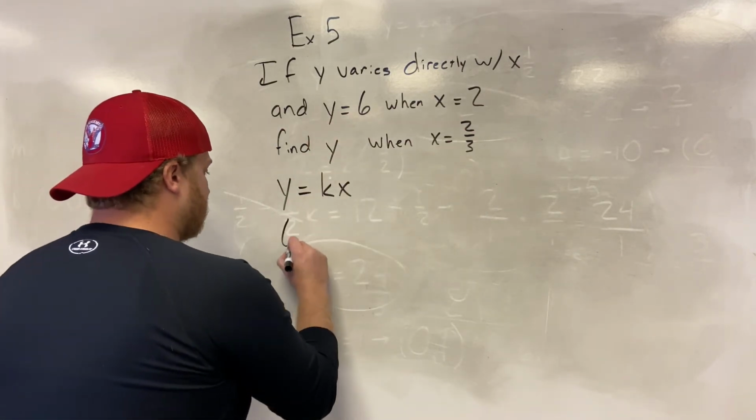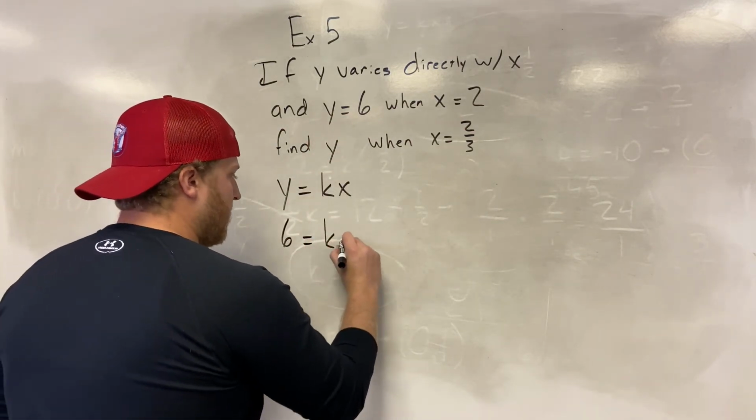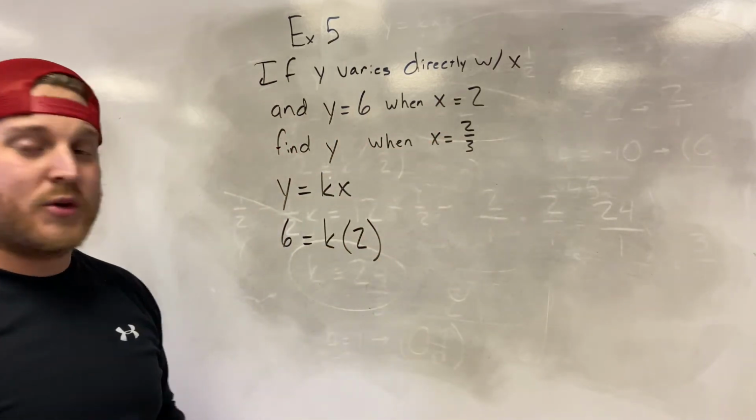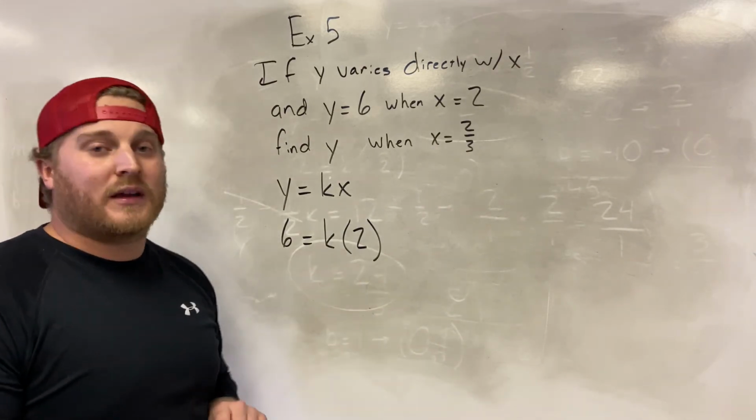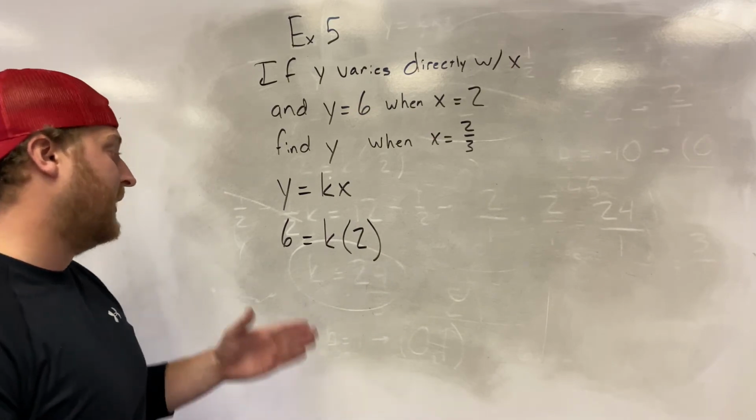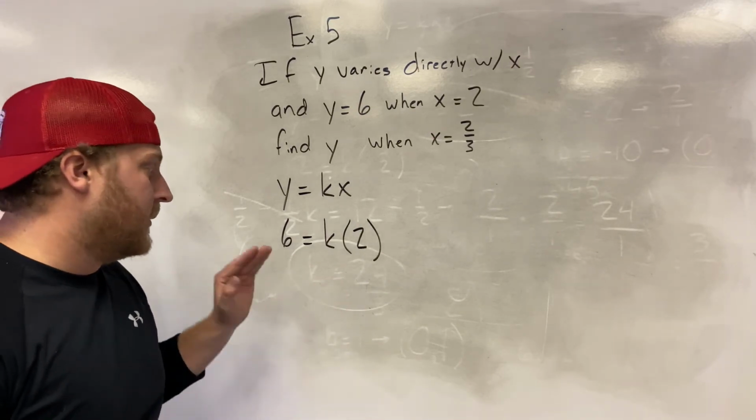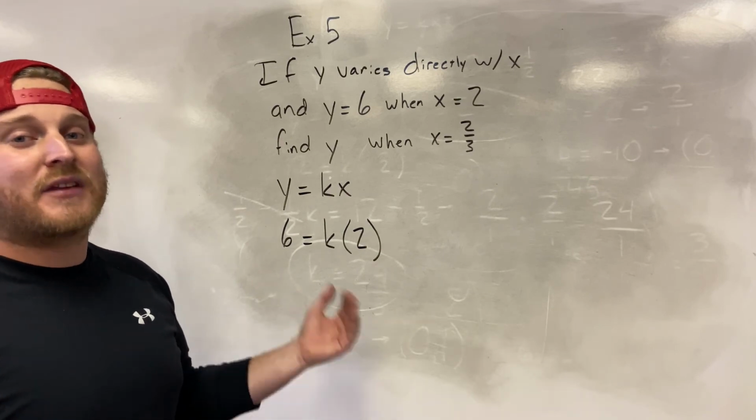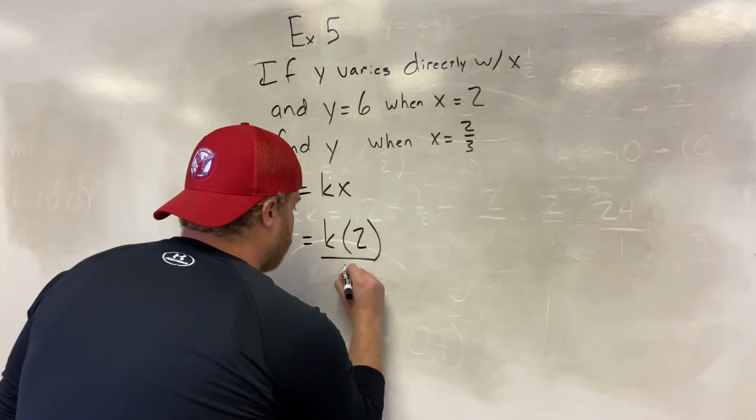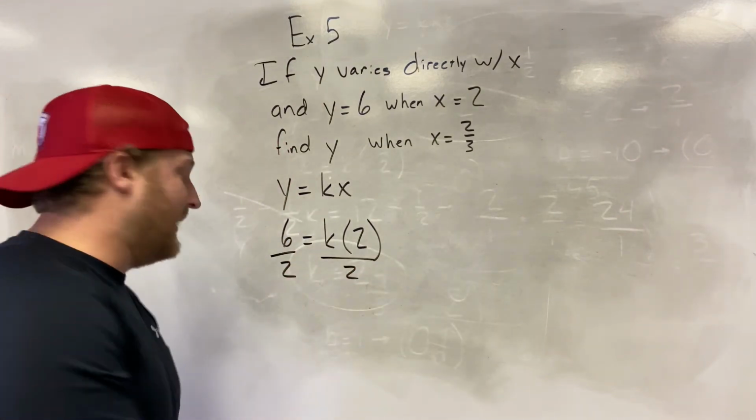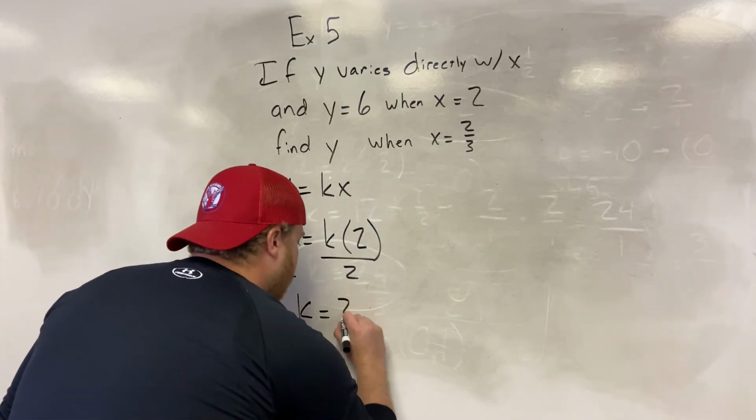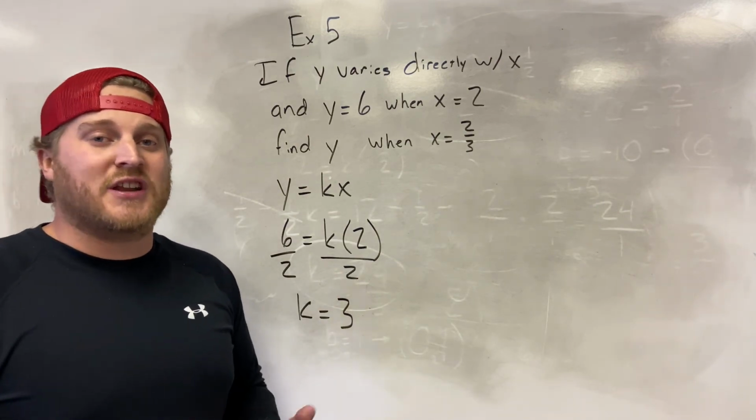When y equals 6, 6 equals k times x, which is 2. Now I need to use this information to find out what k equals. I'm going to do that by doing the opposite, just like I would with any other equation. I have to ask myself, what is happening to k? k is being multiplied by 2, so I have to divide by 2 in order to figure out what it is. So I need to divide both sides by 2, meaning k equals 6 divided by 2, which is 3. Our constant of the variation is 3.